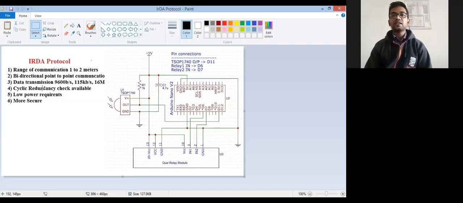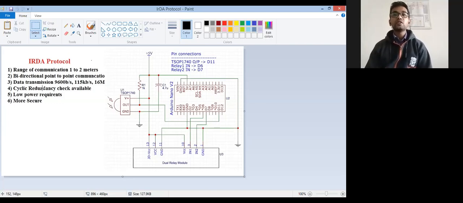It supports cyclic redundancy check. That means whatever data you have transmitted, redundancy bits are also transmitted for checking whether the bits which are transmitted are received correctly or not. So it supports cyclic redundancy check also.